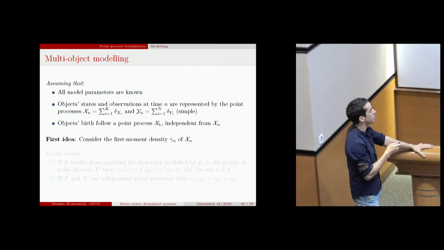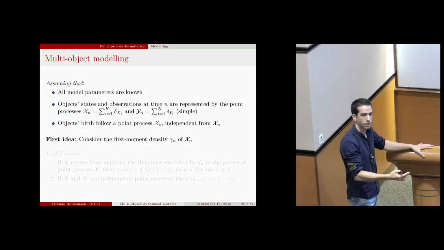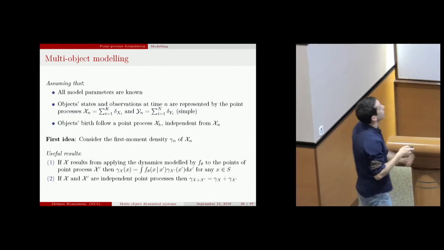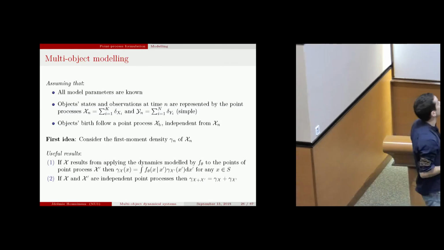Here, the first moment is a function of space that tells you how many points you expect, how many objects you expect there. And that's what we want to know, so we're quite happy with this. The first moment has a lot of nice properties.